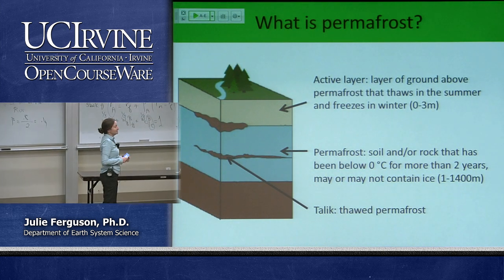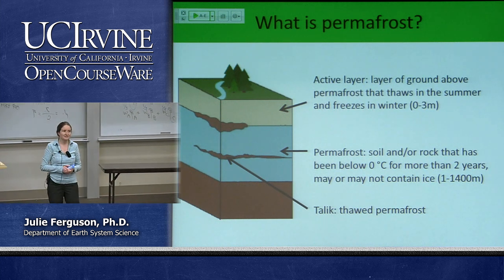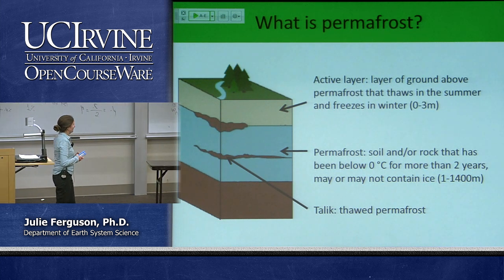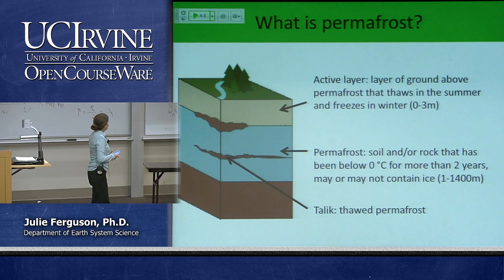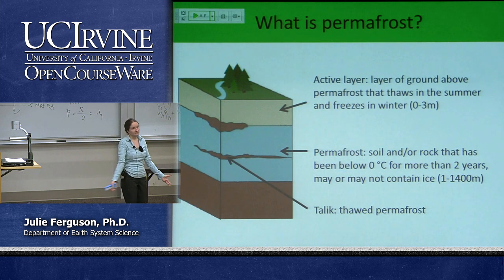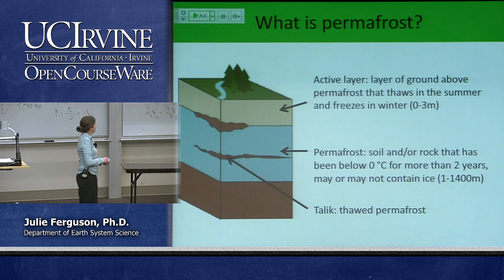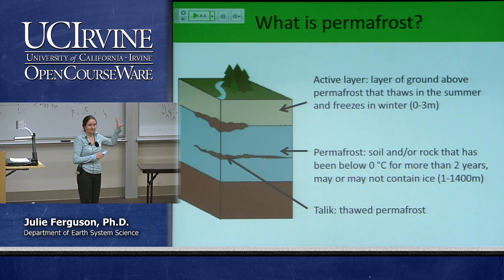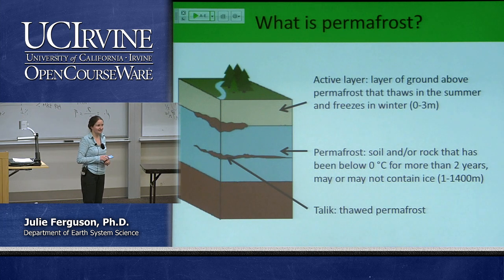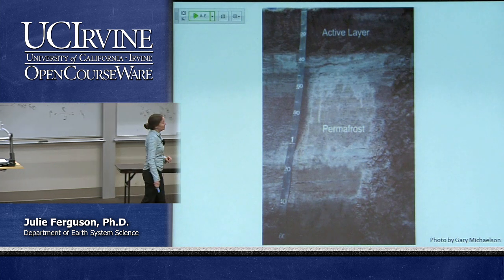And then this funny word, talik, which I think is a Russian word, because a lot of the research that was first done on this was done in those areas. It just means thawed out permafrost. So permafrost that is now above 0 degrees Celsius again. And it can be because it's deep, or it can be a little pocket within the permafrost itself. Okay? So is everyone happy with my definitions? Because we're going to use those a lot today.